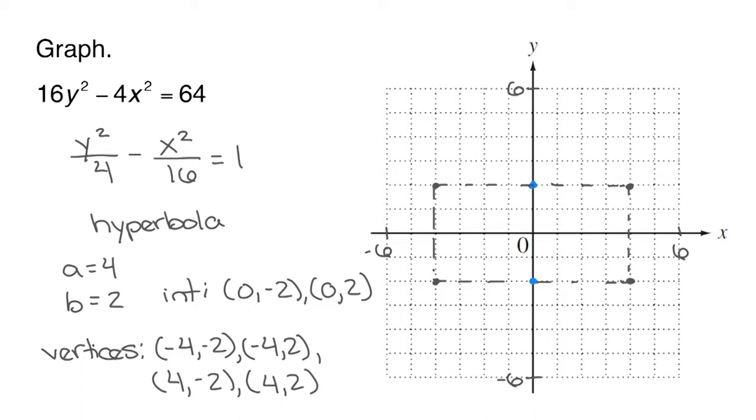We'll then draw our asymptotes, which are the extended diagonals of the fundamental rectangle. The equations of these asymptotes are y equals plus or minus b over a times x. So in this case, y equals 1/2 x and y equals -1/2 x. To graph our hyperbola, we draw a smooth curve approaching the asymptotes and passing through our intercepts.